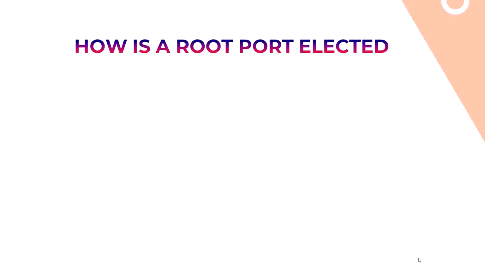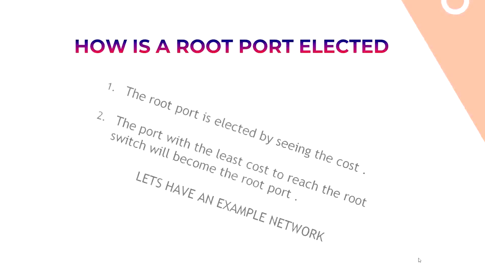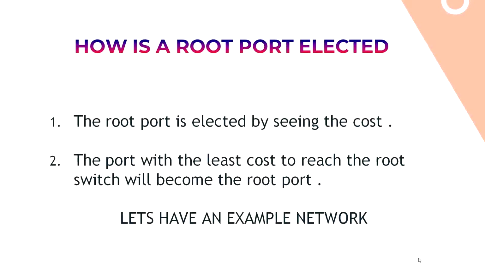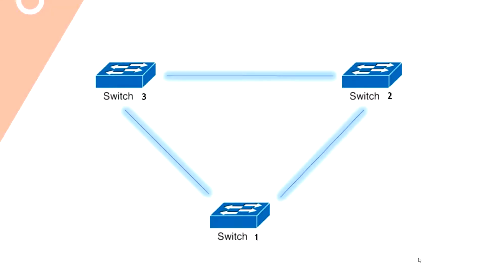So now let's discuss how a root port is chosen. Now, how is a root port elected? The root port is elected by seeing the cost. The port with the least cost to reach the root switch will become the root port. So let's have an example network. Here we have 3 switches and the root switch is switch 1.